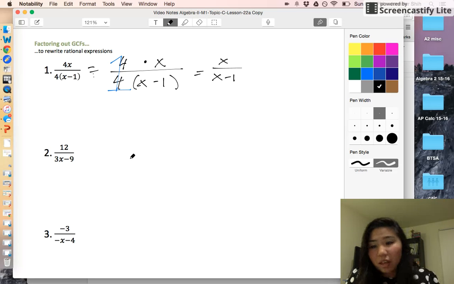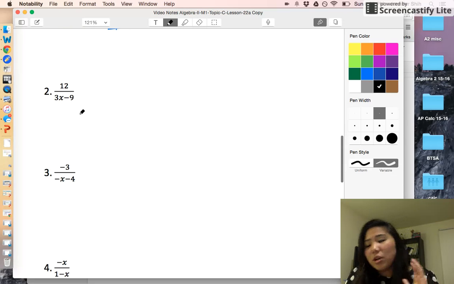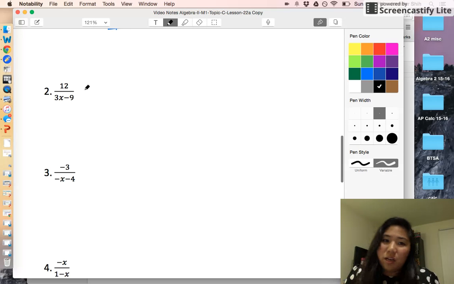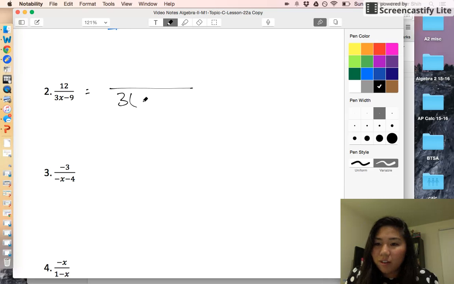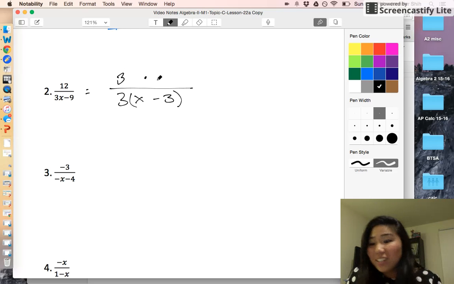That's fine. So let's try it with slightly different numbers. Say my denominator is not already factored for me. Now I'm going to take a look, and my largest common factor is 3 in the denominator. It would be really helpful if there was a factor of 3 in the numerator that I could cancel and simplify to 1. Oh, because I have 12, 3 is a factor of 12.